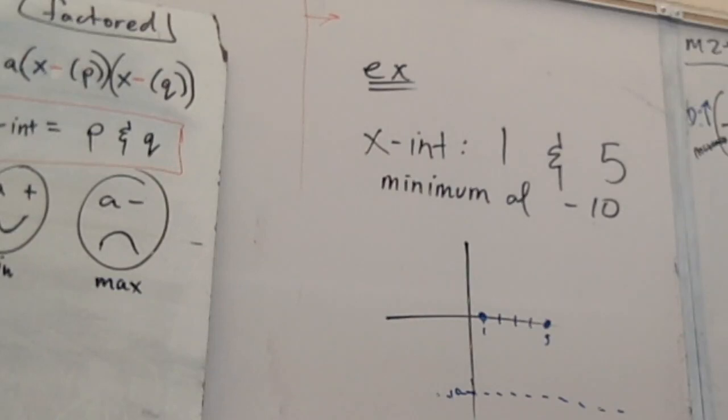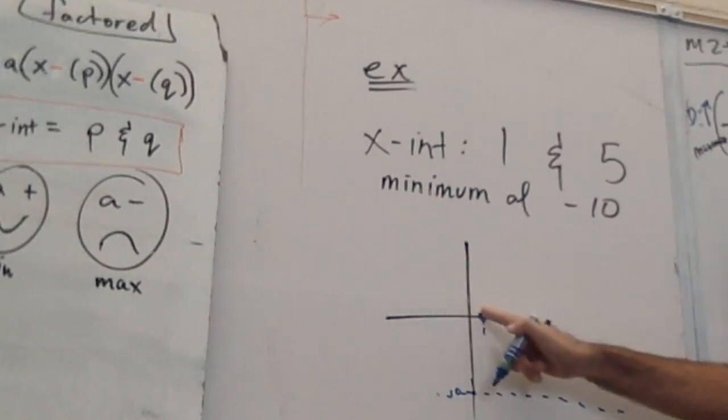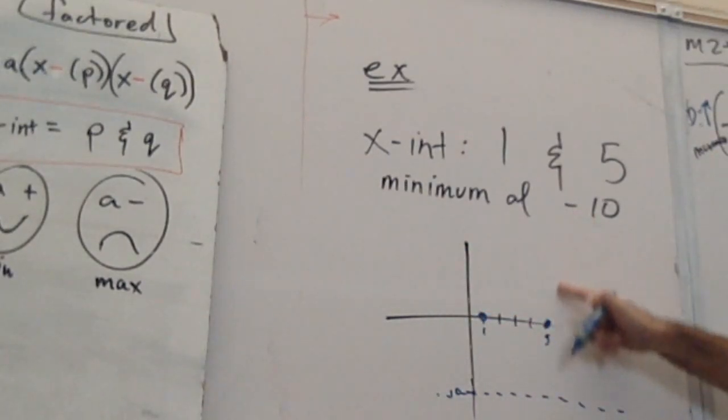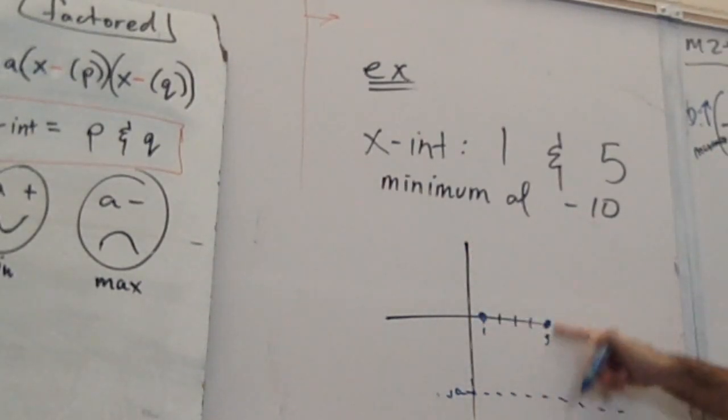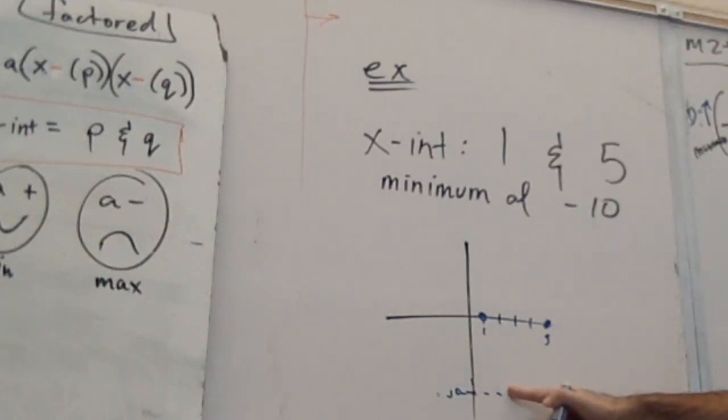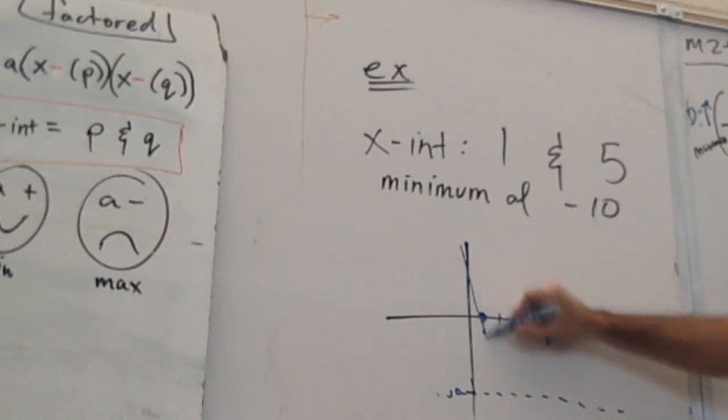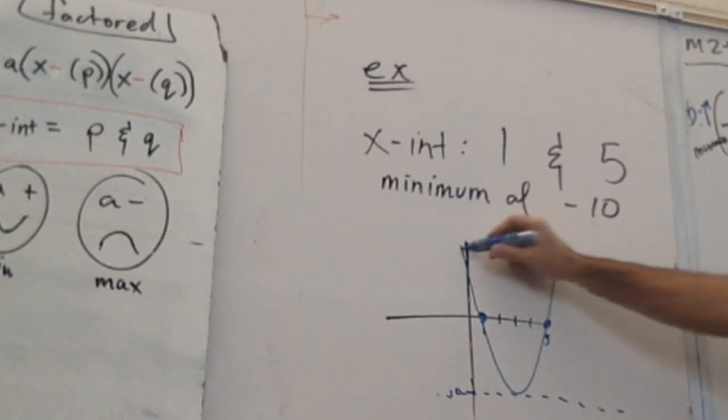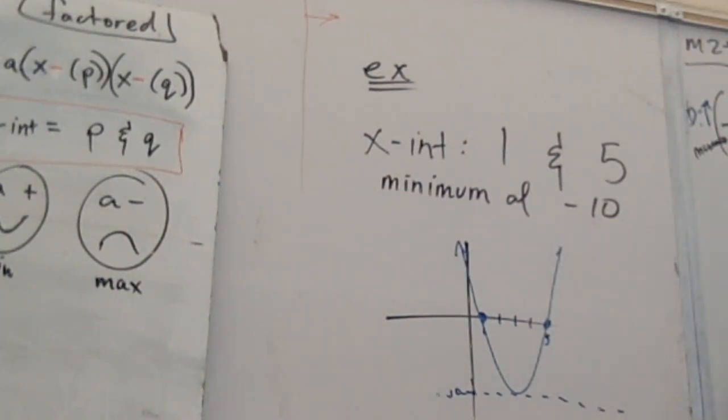So does this one open up or down? If this is the minimum for the parabola, and it goes through these two x-axis intercepts, these x-intercepts, if that's the minimum, then I know it opens like this. Okay. The x-intercepts is just where it crosses the x-axis.